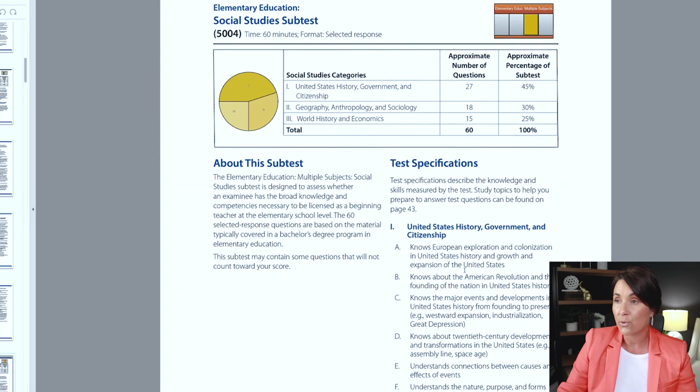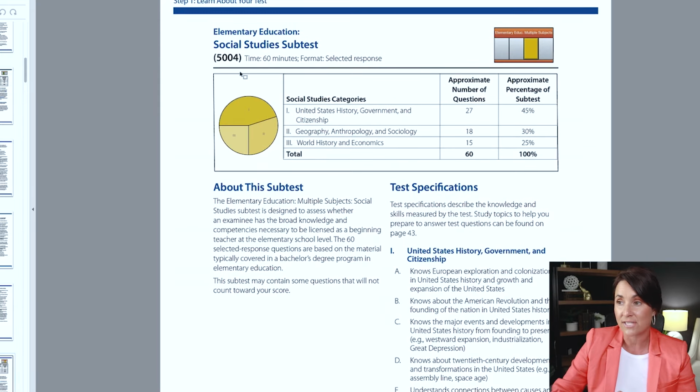And as we move through, we get to social studies 5004. You can see that this subtest is broken up into 3 main content categories. And like I always say, social science is usually broken up by history. Of course, there's going to be some government and citizenship, civics, political science. Then this test has geography, anthropology, and sociology lumped together. And then in the third one, they have world history and economics together.